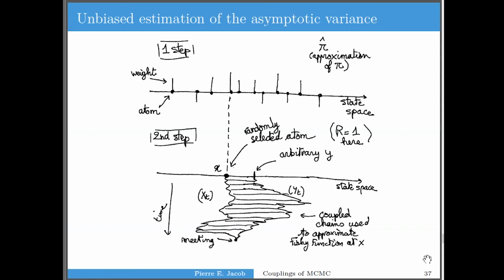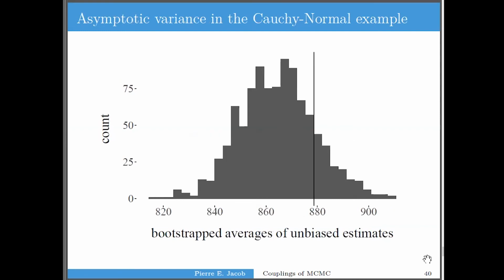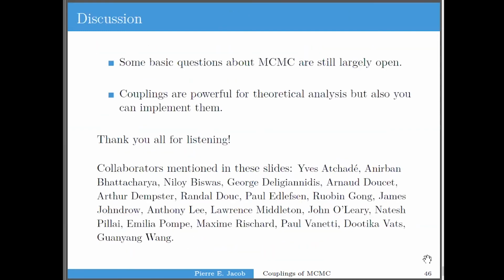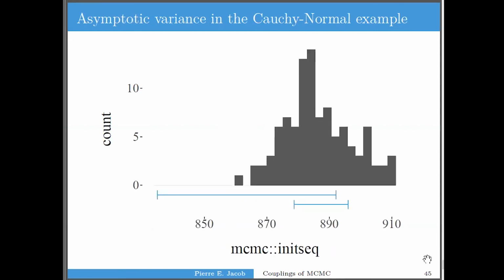This is a diagram that I don't know if it really helps. It's saying that the first stage is obtaining those signed measures, so atoms with positive or negative weights. And then you randomly select some of them. And at those, you estimate the Poisson function by running two chains, one from that x and one from this arbitrary point y that we have defined once and for all. And you run them until they meet, and so on. And then I'm going to probably stop. I have numerical results on this if you're interested. Comparison to classical stuff like CODA spectrum 0, CODA spectrum 0 AR, initial sequence estimator.